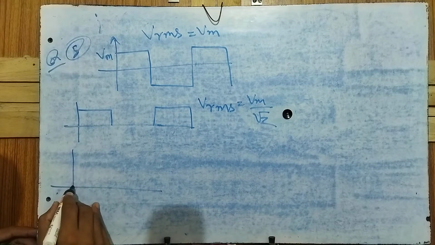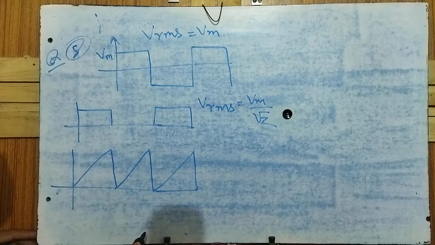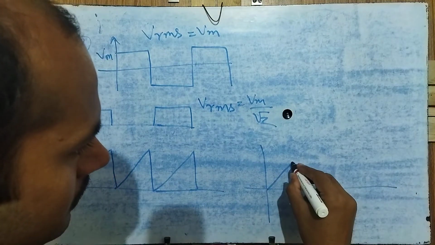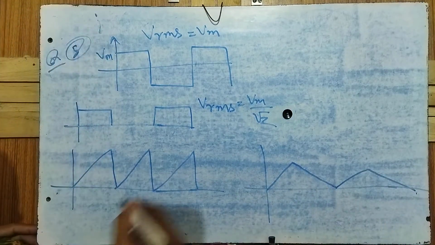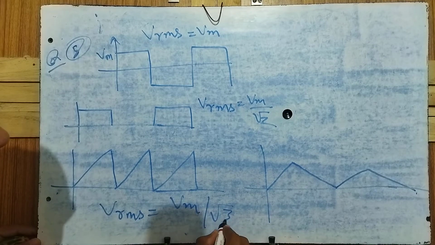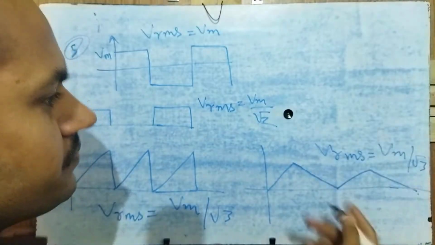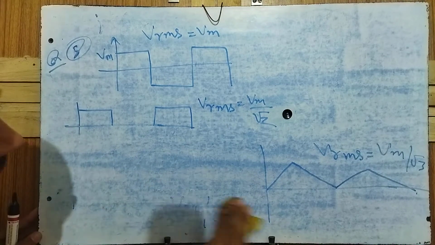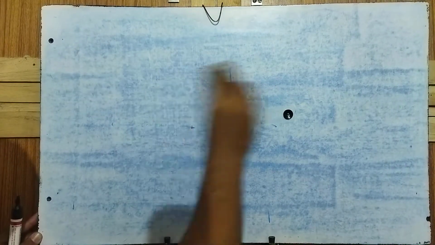If it is a sawtooth pulse, or it is a triangular pulse, right? It is either sawtooth or triangular. In both the cases, Vrms is Vm by root 3. So we will have to understand the Vrms value to find out the power. That we can easily find out.